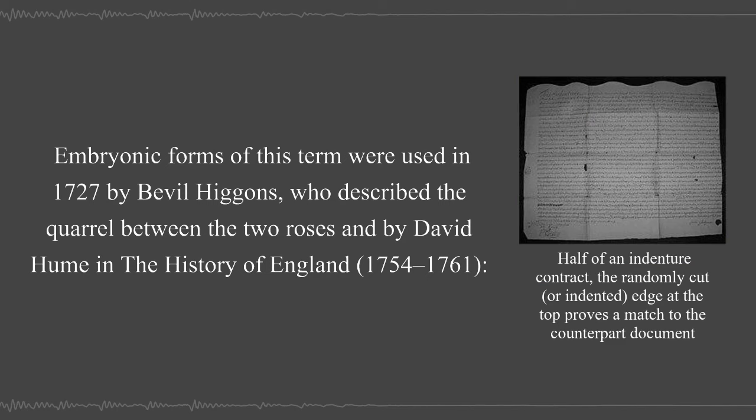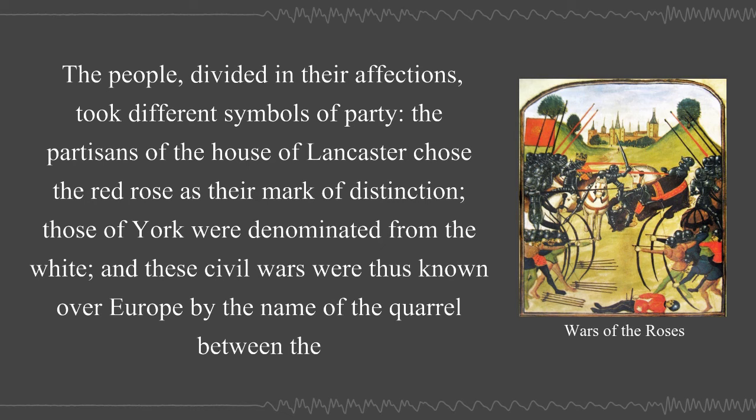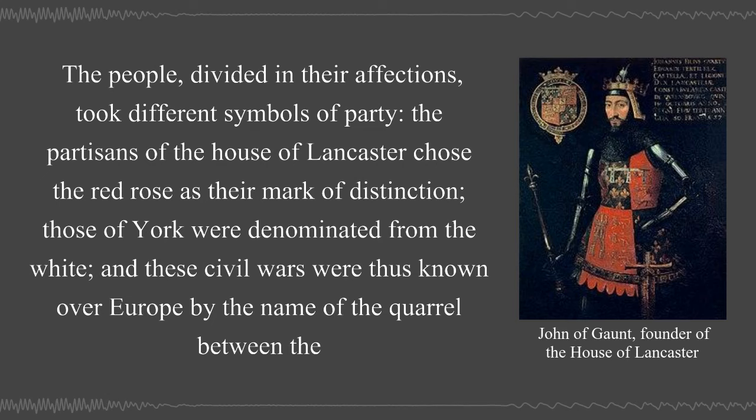1754-1761. The people, divided in their affections, took different symbols of party. The partisans of the House of Lancaster chose the red rose as their mark of distinction. Those of York were denominated from the white.